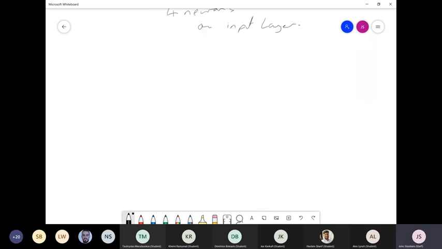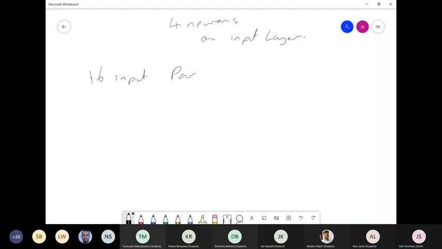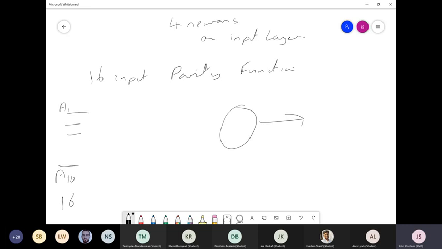So here is a challenge. Let's go away from toy problems and try and learn a real problem. What about a 16-input parity network? Right, we have inputs A1 down to A16. We're going to have a single node on the output, giving me F. So those are my inputs.